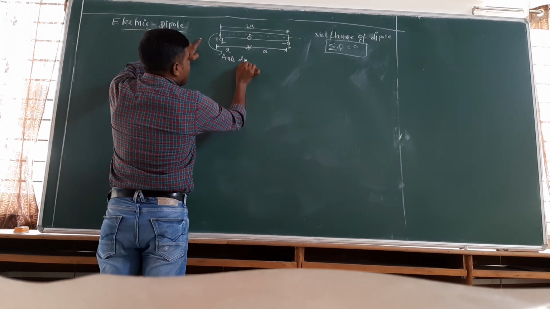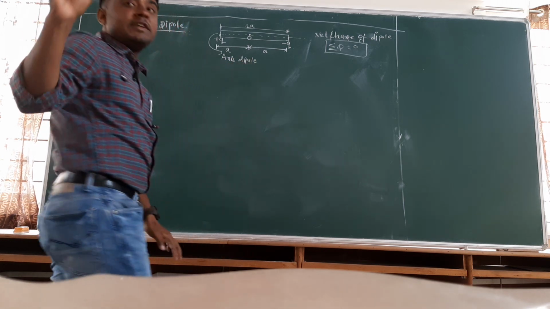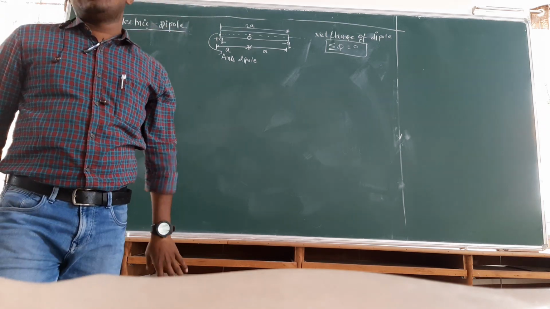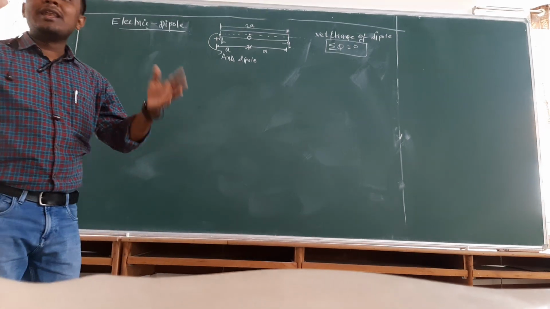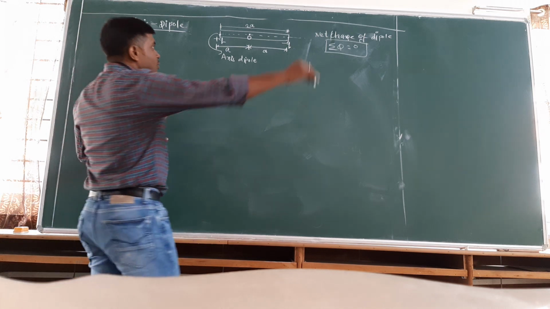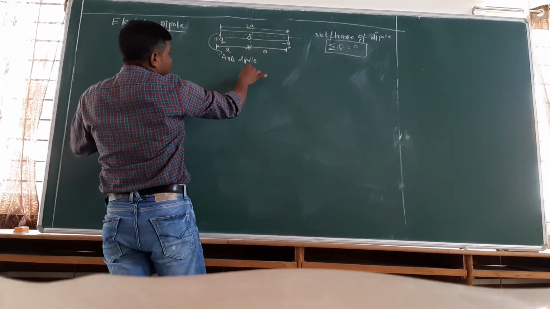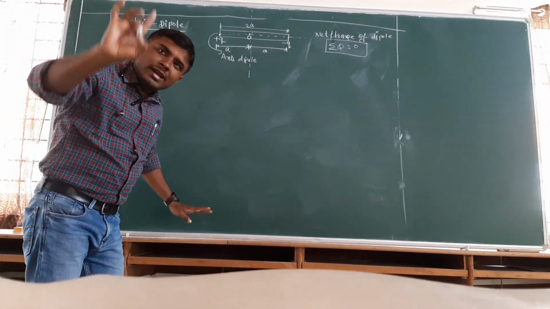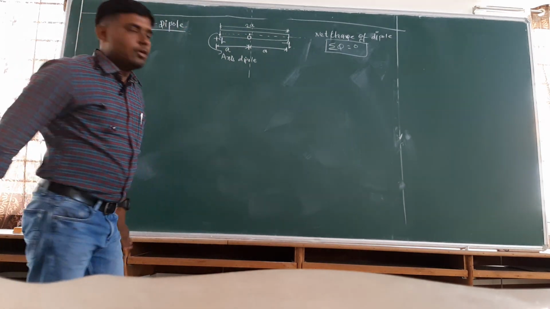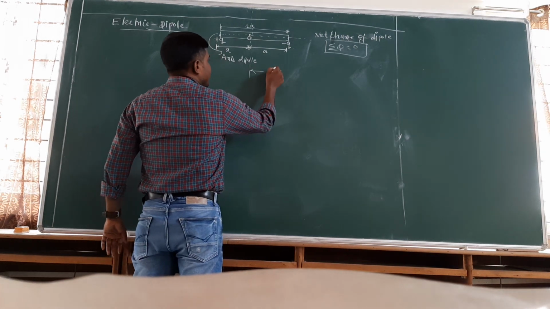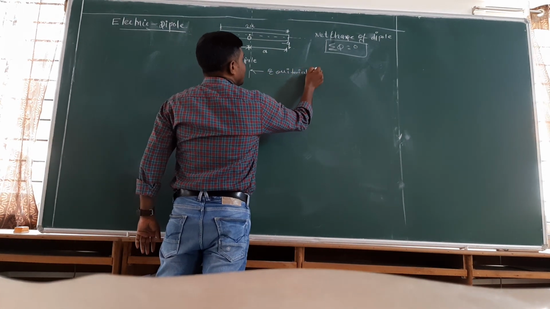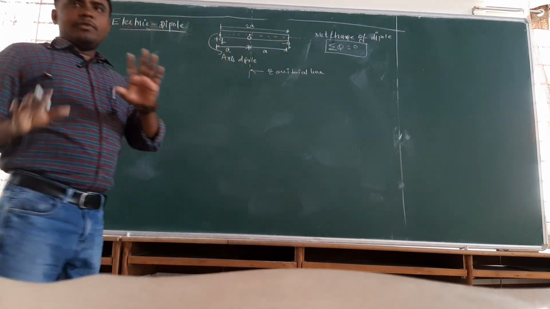Okay, now next we have the equator of dipole. What does equator mean? A line which is perpendicular to the dipole, passing through the center of the dipole, will be called the equatorial line of the dipole. Am I right? So if you draw one line passing through the center of the dipole, perpendicular to the dipole, then that line will be called the equatorial line of the dipole. Right? So this is called the equatorial line.